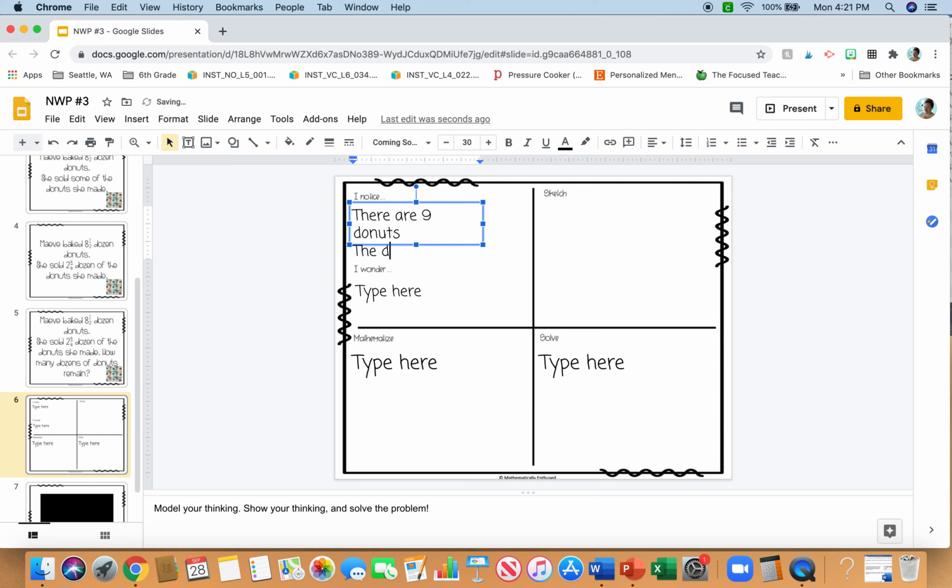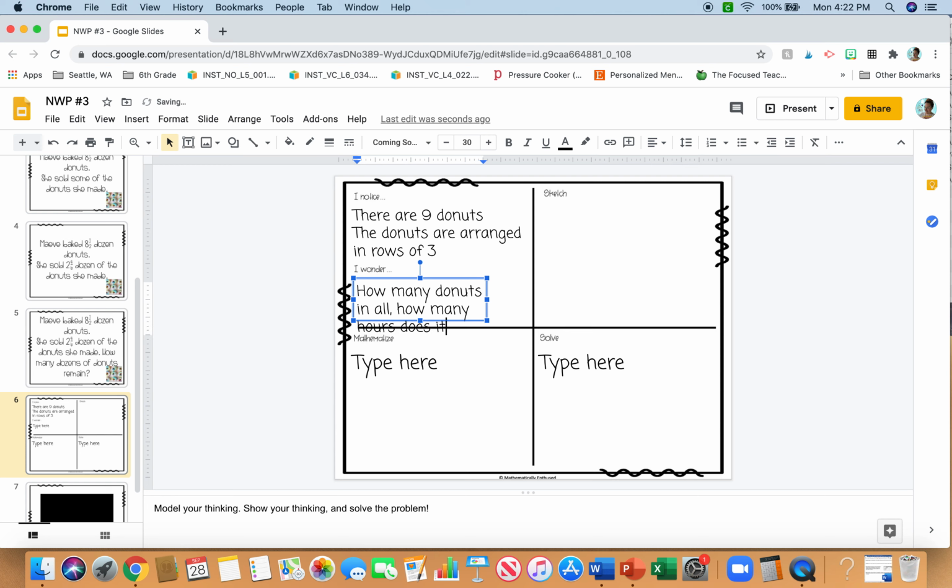The donuts are arranged in rows of 3, right? So they have an array here. They're arranged in rows of 3. That's a quick noticing. I wonder how many donuts in all. How many hours does it take to make donuts?